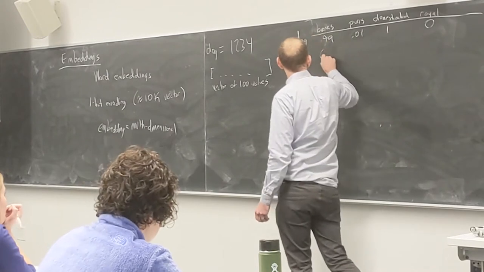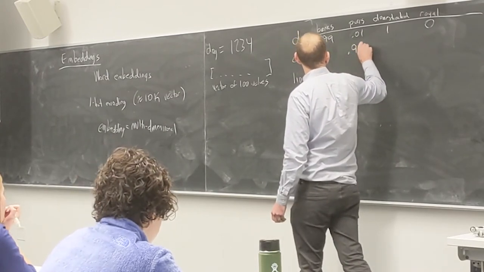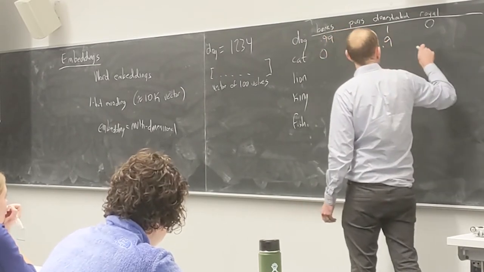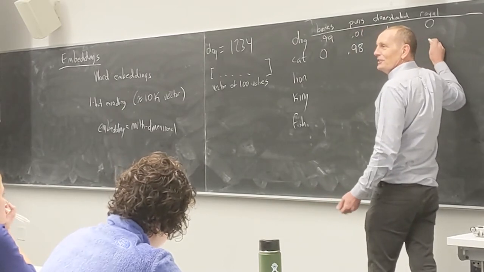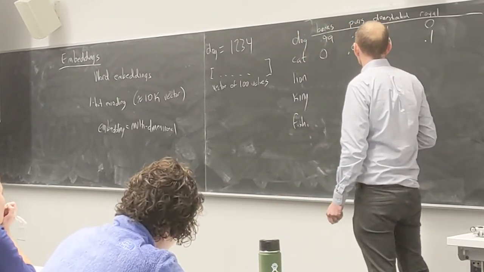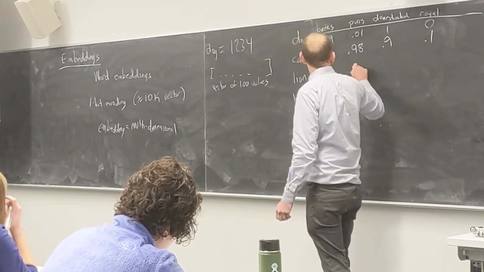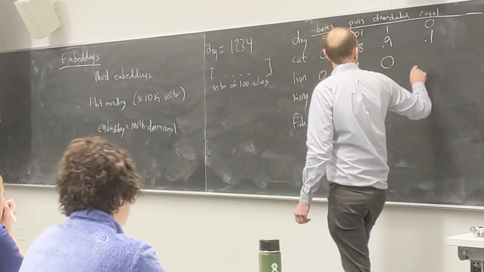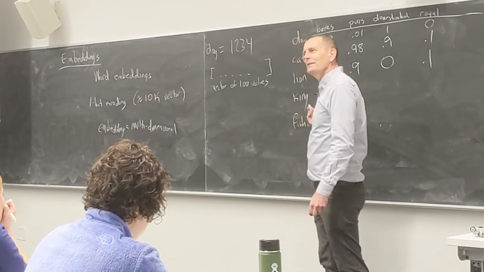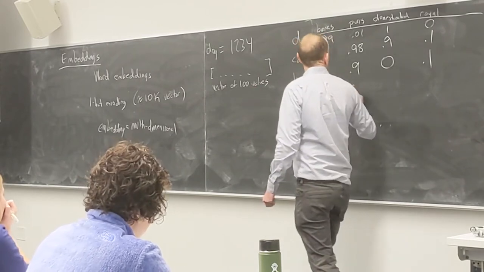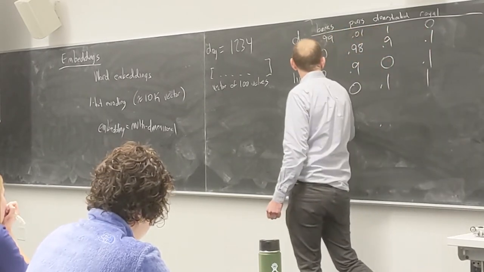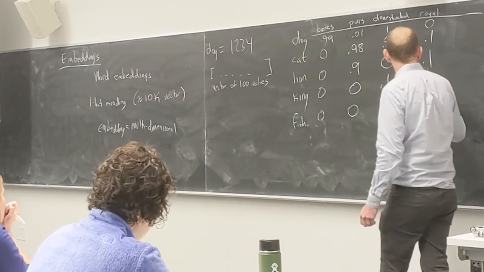Cats do not bark. They purr a lot. They're less domesticated than dogs, would you agree? So let's say a 0.9 for domesticated. And royal, they are kind of. They certainly carry themselves with a certain air of royalty. Let's say 0.1. Lions don't bark. They do purr. They are not very domesticated, and they have some royalness too. Kings, well, with the inbreeding, there is some barking, but never mind. Let's just say 0, 0, not very domesticated, and they're very royal. And fish don't bark, don't purr, they're slightly domesticated, and they're not royal, all right?